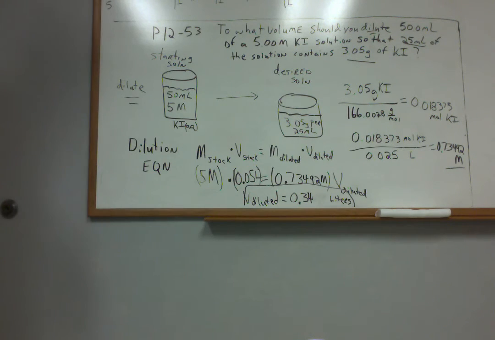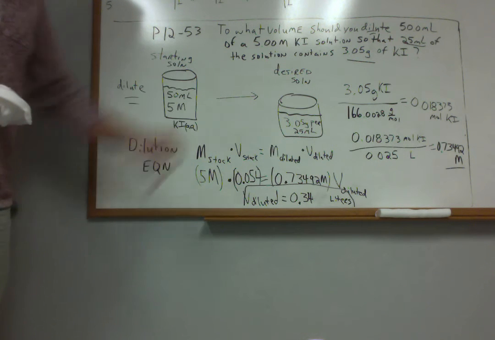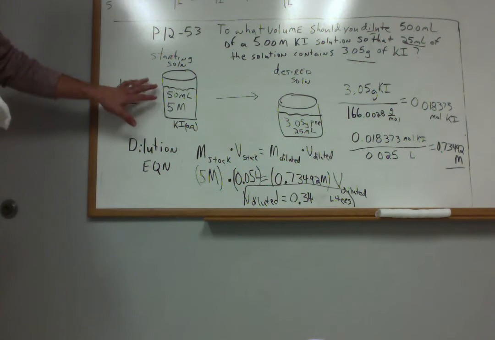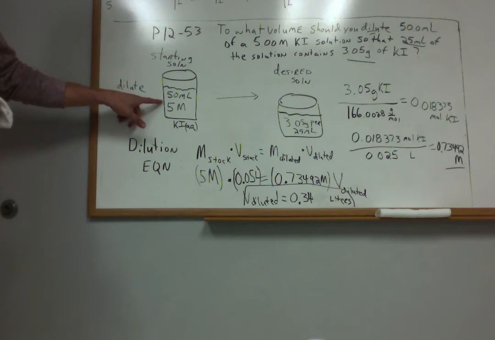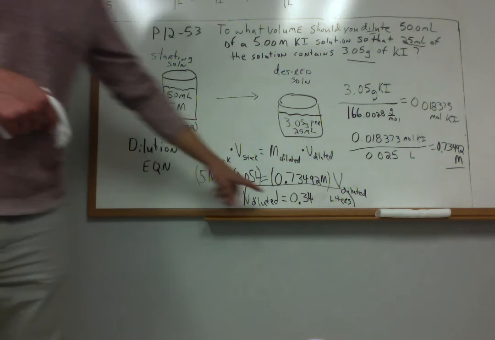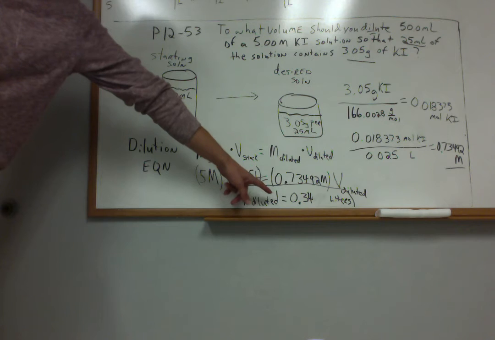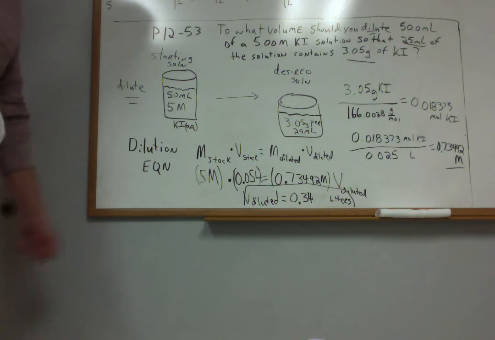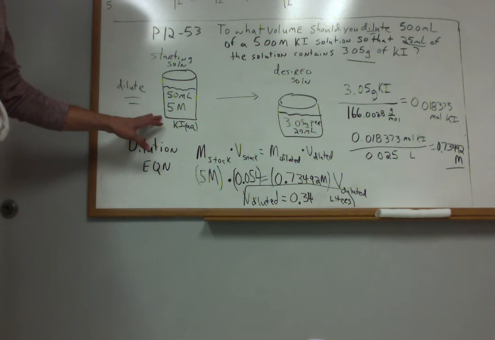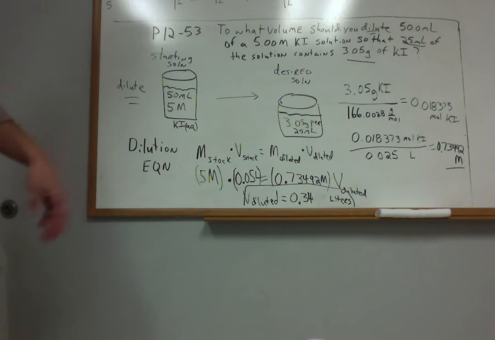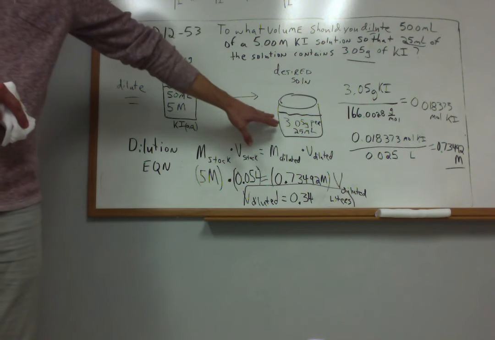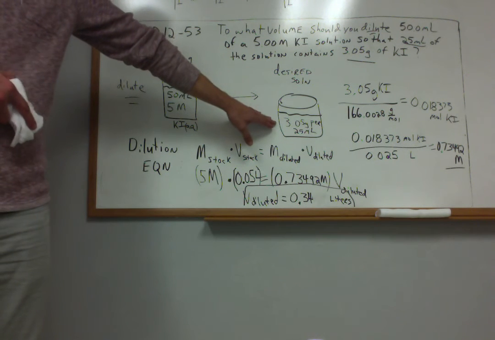Okay, so basically what this means is that if I want to make a solution with these characteristics, what I need to do is to take this 5 molar stock solution, which originally was 50 milliliters, and then I'm going to dilute it down to 0.34 liters. That's, of course, equivalent to 340 milliliters. So if I dilute this to 340 milliliters, I will have prepared a solution with these characteristics, okay?